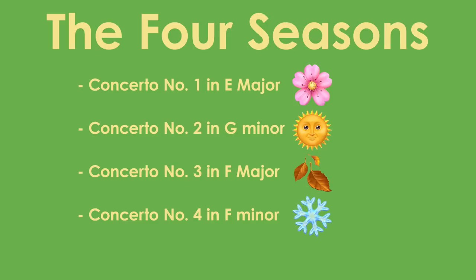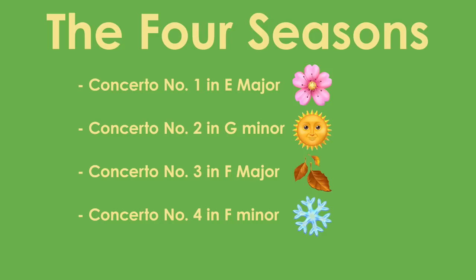To help reinforce this fact, Vivaldi does something that was a bit unconventional at the time. The concertos are published alongside four sonnets, one for each of the concertos. The text of the sonnets depicts scenes from each of the seasons, birds singing in the spring, a summer storm, the harvest and hunt in autumn, and the ice and snow of winter. In this video, we're going to take a closer look at the first concerto, Spring.